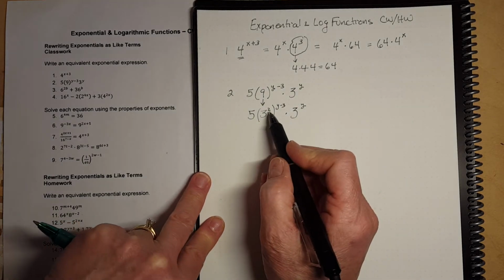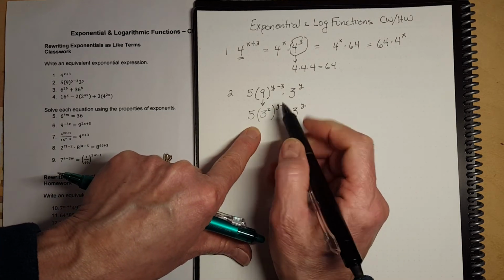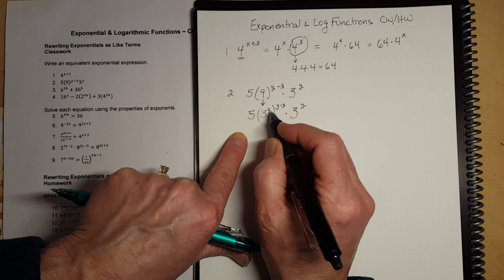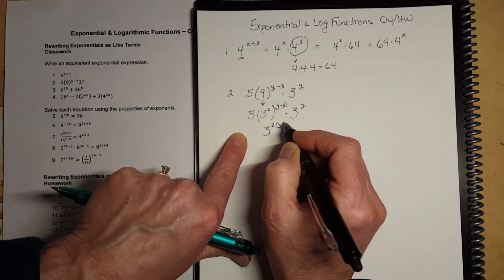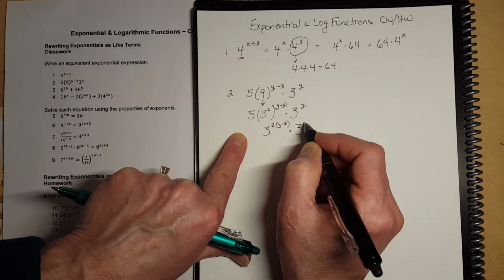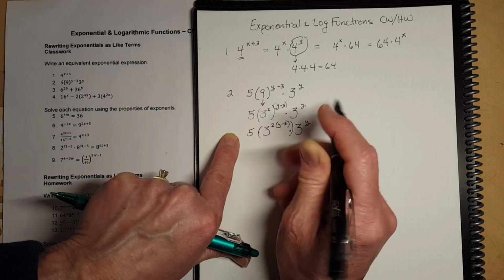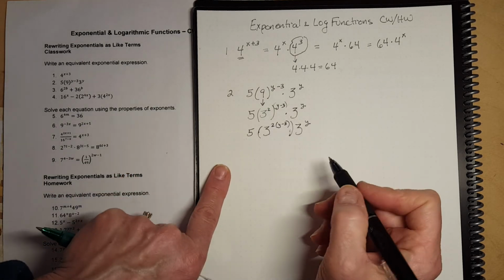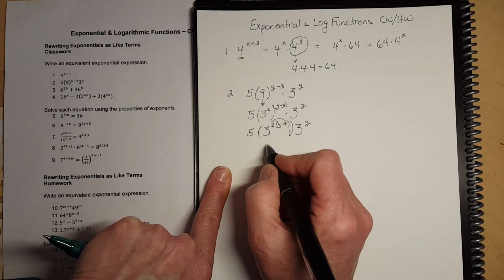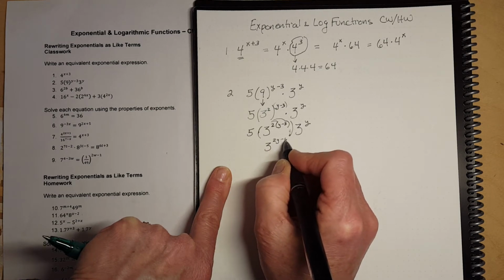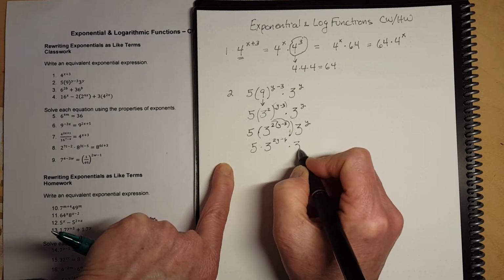Now we know from exponent rules that if I have an exponent inside the parentheses and then raised to another exponent, these get multiplied. So we have 3 raised to the 2 times y minus 3 times 3 raised to the y, and we still have our 5 out front. I can put parentheses around that just to keep it clean for you as you're learning. Now this 2 gets distributed in. 3 raised to the 2y minus 6, so we have 5 times 3 raised to the 2y minus 6 times 3 raised to the y.